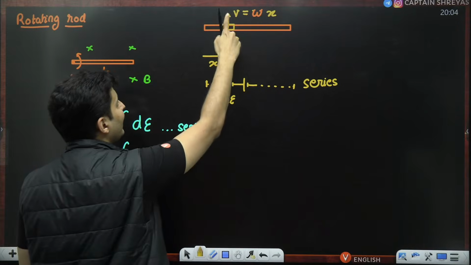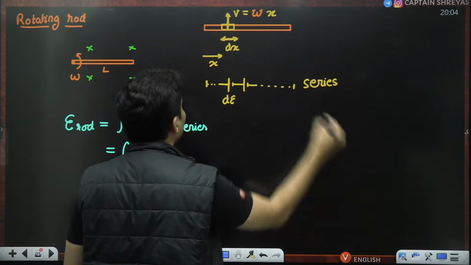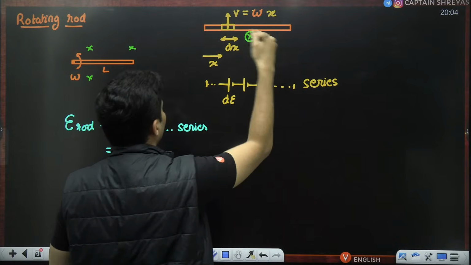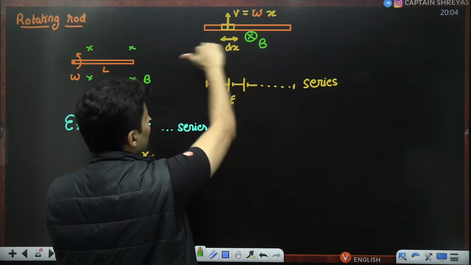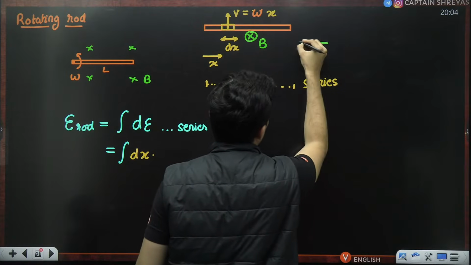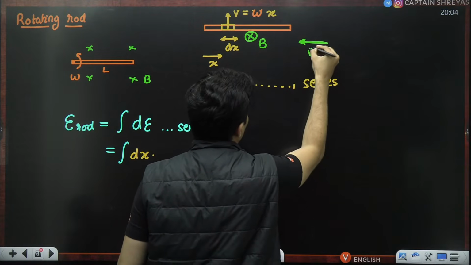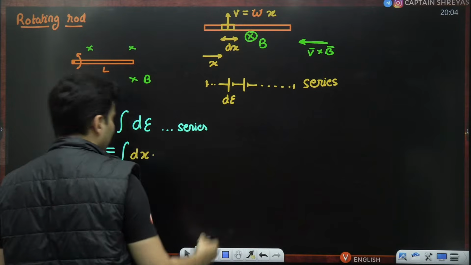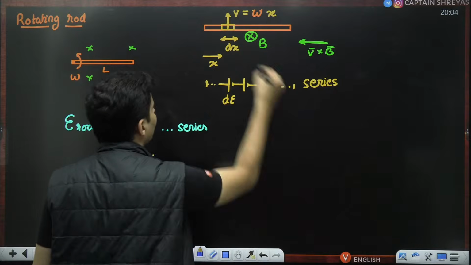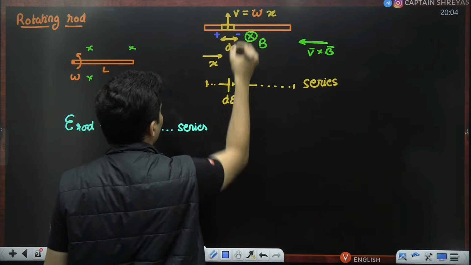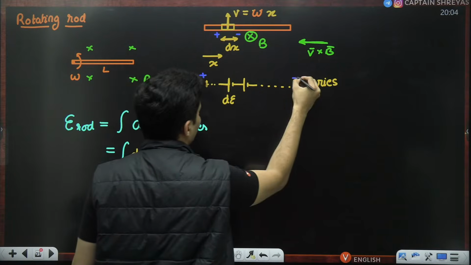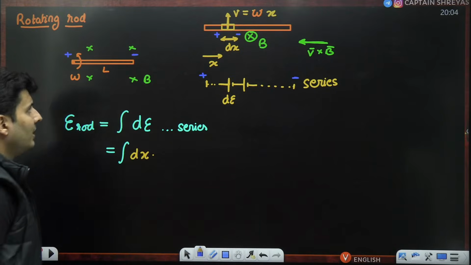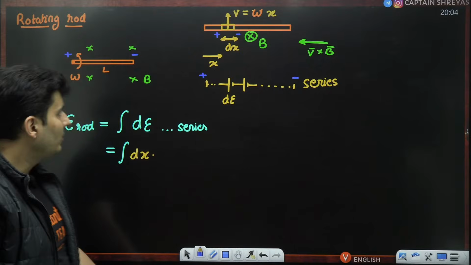into v cross B. Where v is velocity, B is magnetic field. The magnetic field was inside. v cross B goes towards the left hand side. So the EMF will be induced in this direction. So by mistake I assumed it correctly. This will be positive, this will be negative. So this side will be positive, this side will be negative. That means this part of the rod will be positive, this will be negative. So that's what it is going to be.